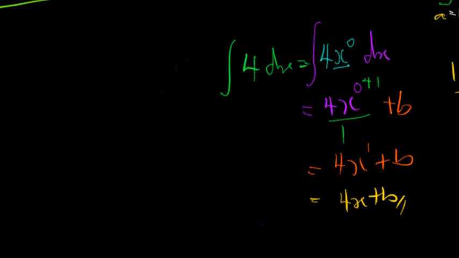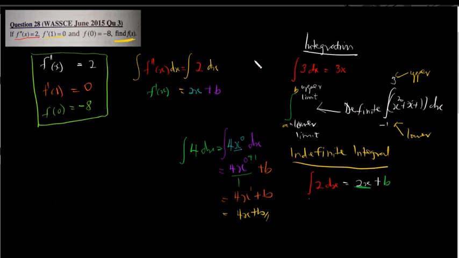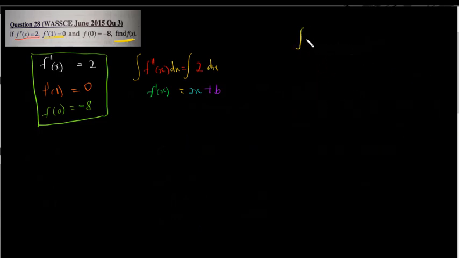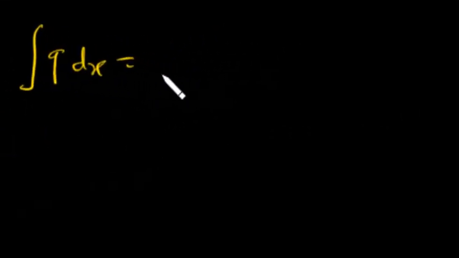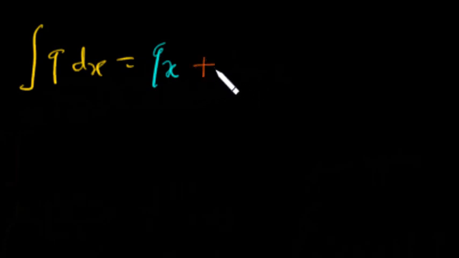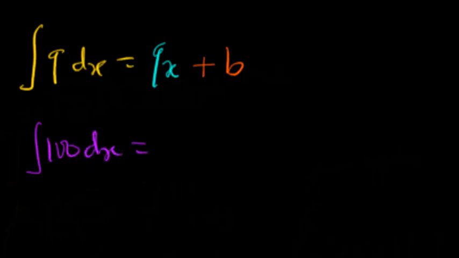So let us look at some examples here too. Example: if you are given this, integrate 9 with respect to x, that is going to be, because it is a constant and I'm integrating with respect to x, 9x, and because it is an indefinite integral, I'll add a constant of integration. Let me say b, or a k or anything that you want. Integrate 100 with respect to x. 100 is a constant, it's just a number, so because it is with respect to x, it's going to be 100x, and I add a constant of integration, and I'm going to choose b again.